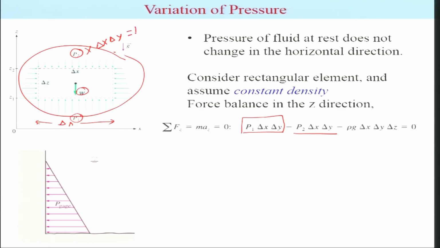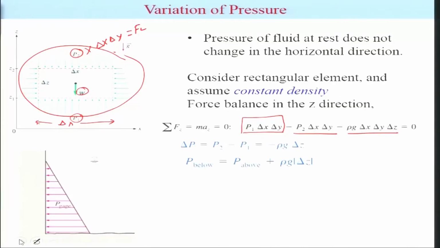This could be your F2, for example, and then the weight is downward, so you have to look into the weight. You have rho g times the volume here. This must be 0 because it has to be balanced. Then you can do the mathematics, because this will cancel out. What remains is P2 minus P1, which is equal to minus rho g delta z. So it tells you that P2 is smaller than P1, because rho is positive, g is positive, and we have considered delta z to be positive.